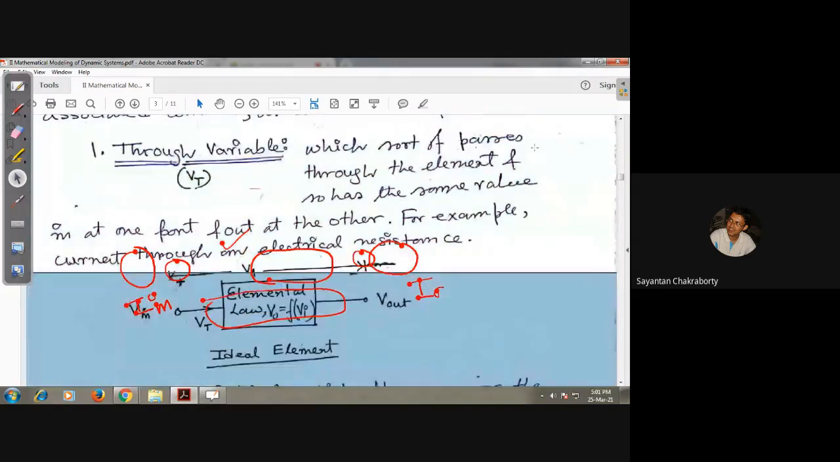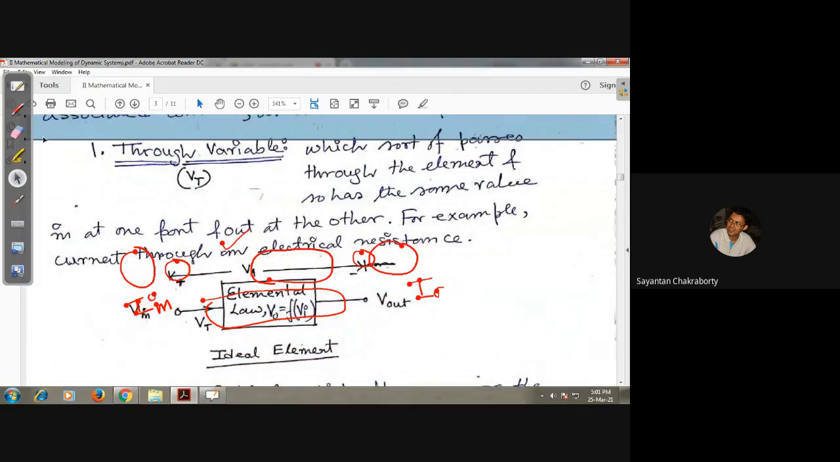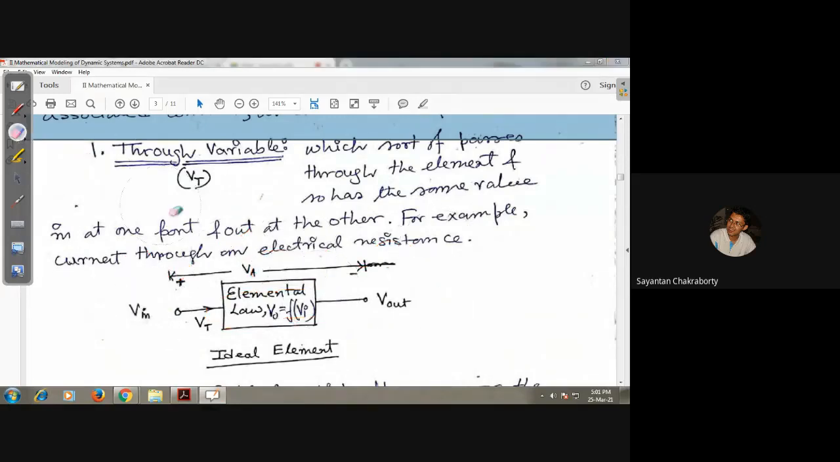First one will be through variable. What is through variable? Through variable means it passes through the element and has the same value at the input side and at the output side. That is, whatever value is going in over here, the same value is coming out over here. Just like current in a resistive element. So this is a through variable which just passes through the ideal element.